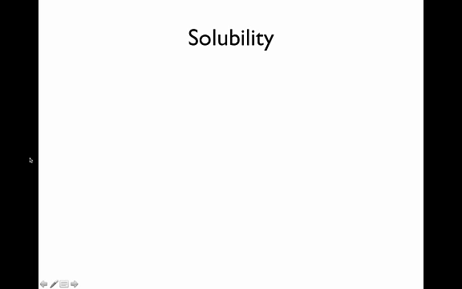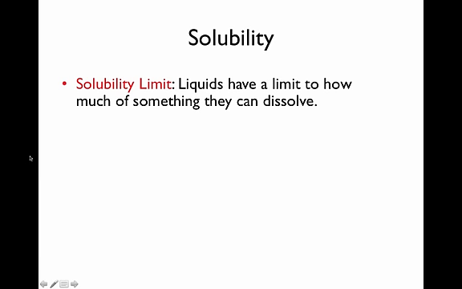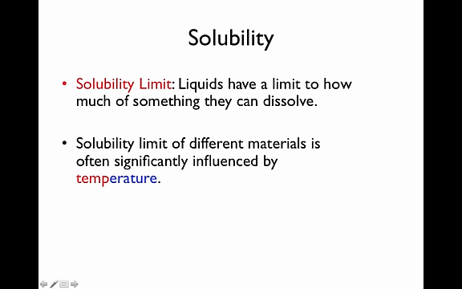One of the other topics that we discussed in Unit 7 was solubility. If you remember, basically different liquids have limits as to how much of a particular solute they can dissolve. And the numerical limit of how much they can dissolve of a particular solute is called a solubility limit. So again, solubility limit is basically related to the fact that liquids have a limit as to how much of something they can dissolve. It turns out, and we mentioned this in Unit 7, you may or may not remember it, that the solubility limit of different materials is very often influenced significantly by temperature.